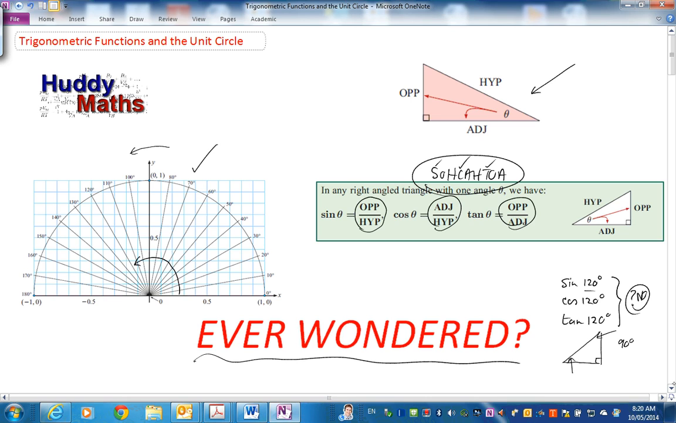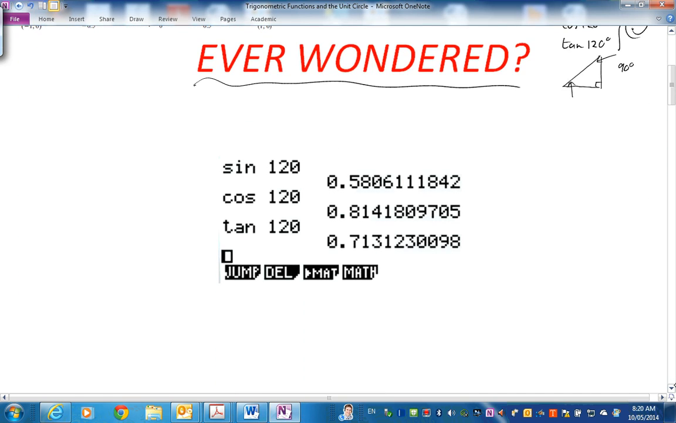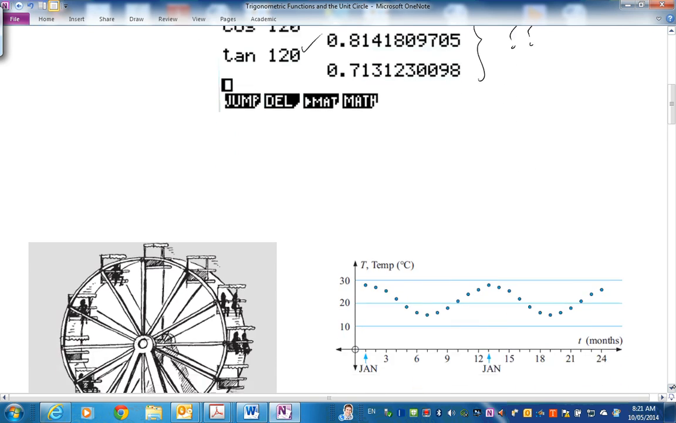But hang on. Hey, you watch this now. Come down here. Uh-oh. What did I do on the calculator? I put in sine of 120, cos of 120, and I got numbers. Hey, what's going on there? Well, that's the secret. Trig functions and the unit circle. All of a sudden, your trigonometry explodes.